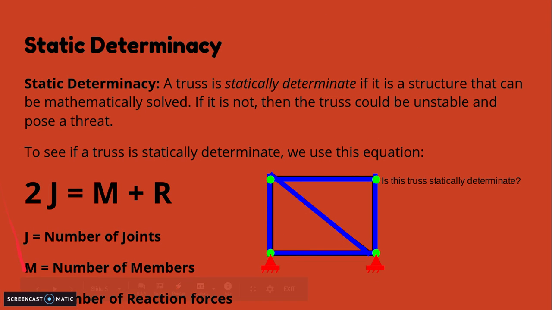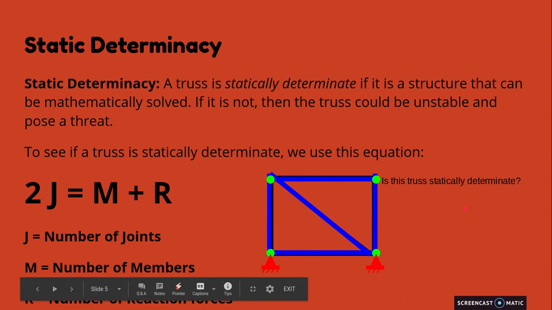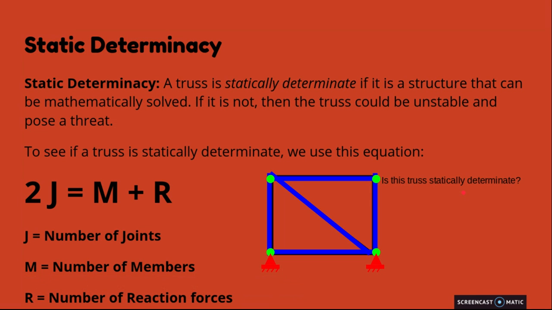Static determinacy. If a truss is statically determinate, it is a structure that can be mathematically solved. So basically, it is reliable and stable. But if it's not statically determinate, then it's unstable and could pose a threat. So engineers need to calculate and see if it's statically determinate so that they can know if the truss is usable.